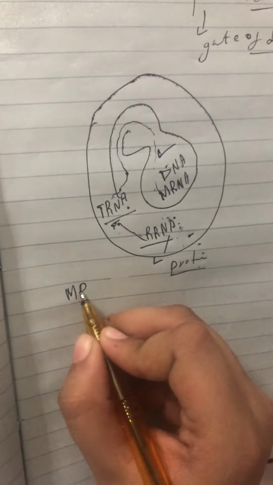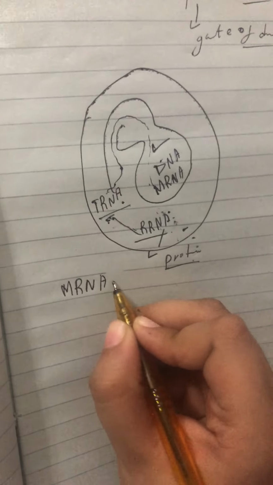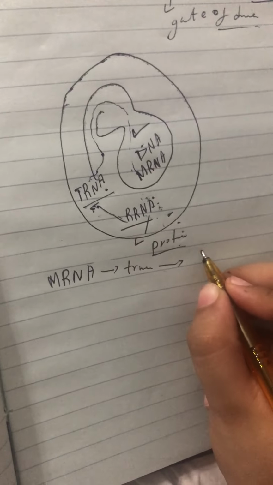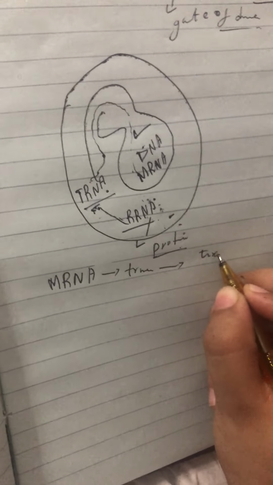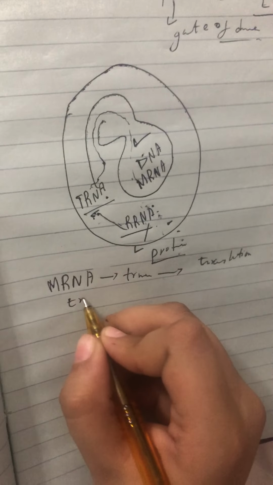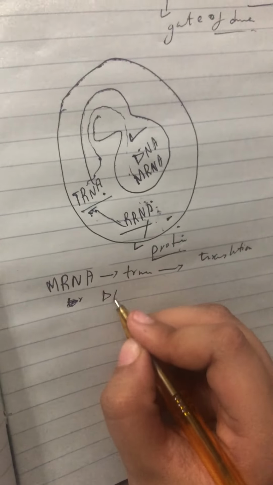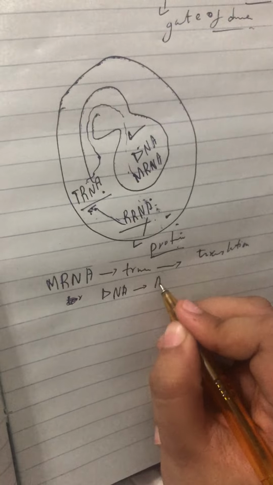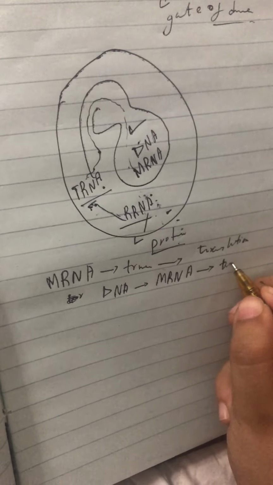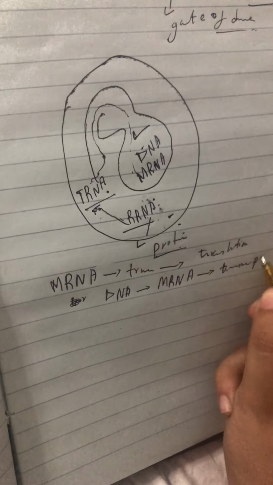Here mRNA is transferred to the tRNA. That process is known as the translation. And from DNA to the mRNA, that will be called the transcription.